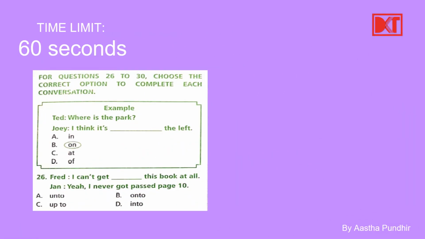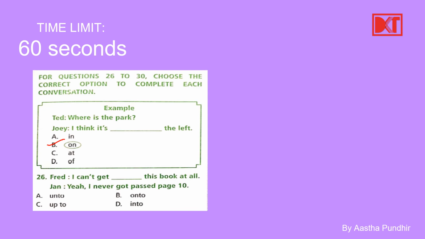Alright, so the next category of questions, what do we have to do? For questions 26 to 30, choose the correct option to complete each conversation. For example, Ted asks, where is the park? Joey says, I think it's dash the left. It is on the left. Alright. Similarly, let's see. Fred, I can't get dash this book at all. Jan says, yeah, I never got past page 8. Let's see the options.